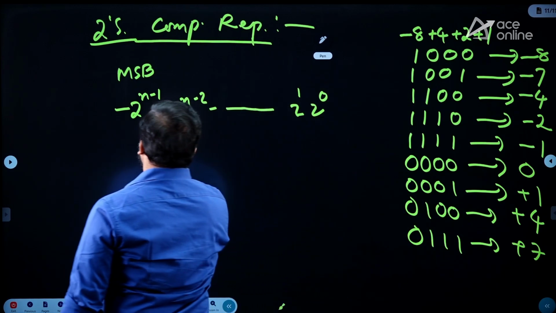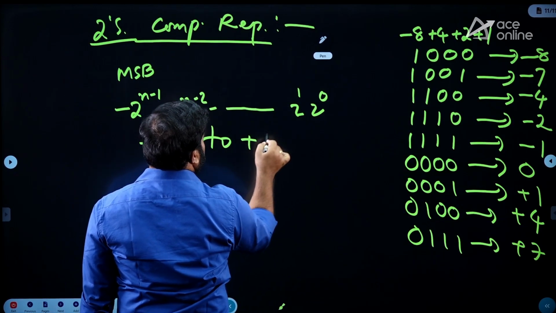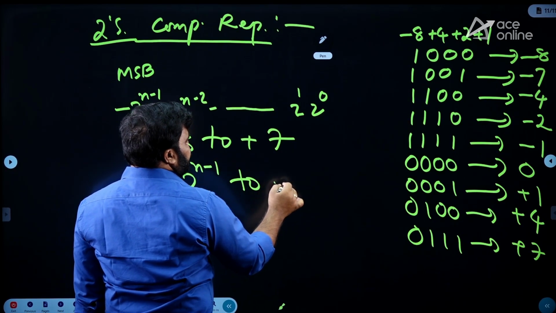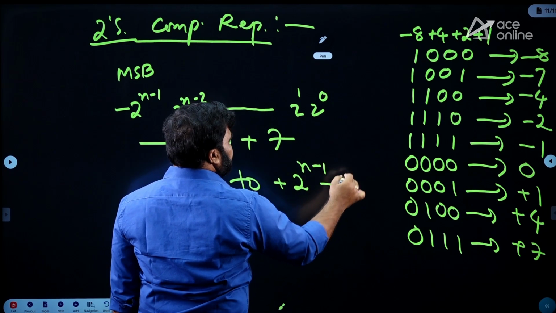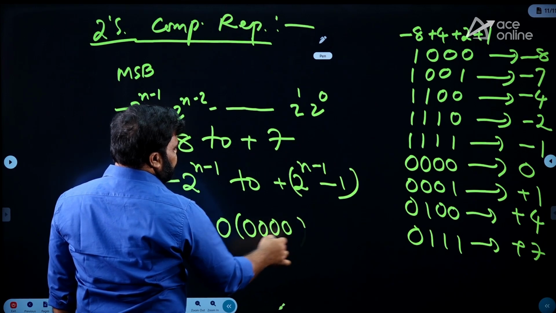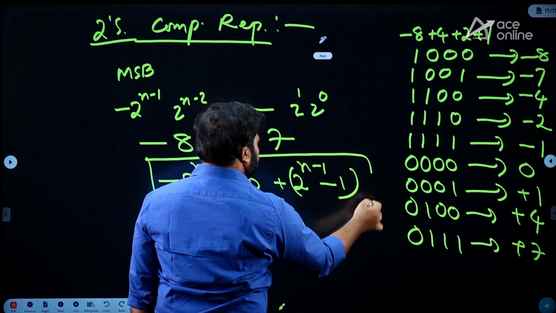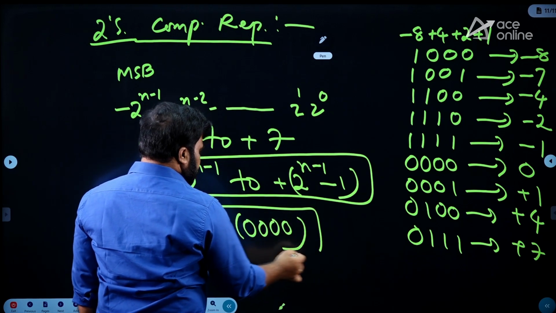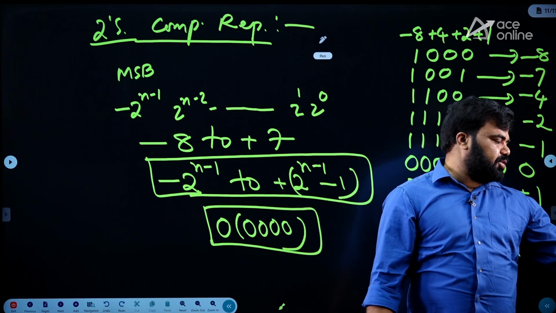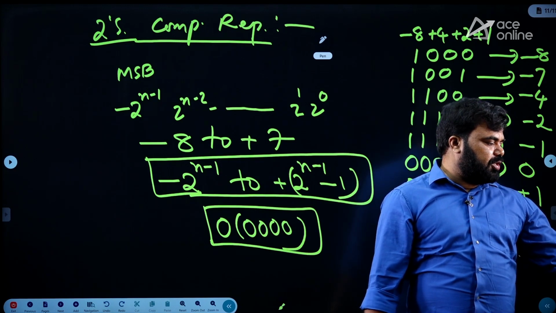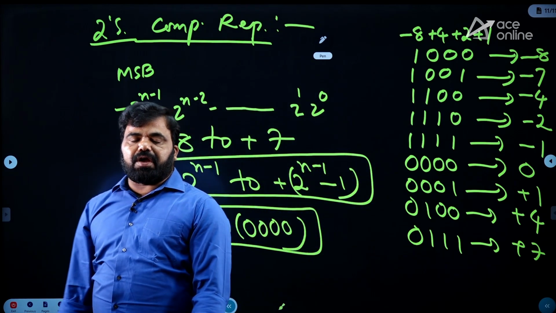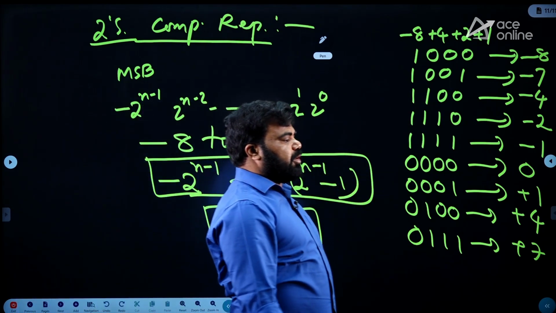So once again, if you observe the range, it is minus 8 to plus 7 using 4 bits. If I am using n bits, it is minus 2 power n minus 1 to plus 2 power n minus 1 minus 1. And coming to 0, it has only one representation. These are the protocols of the 2's complement representation: signed magnitude, 1's complement, and 2's complement representations.